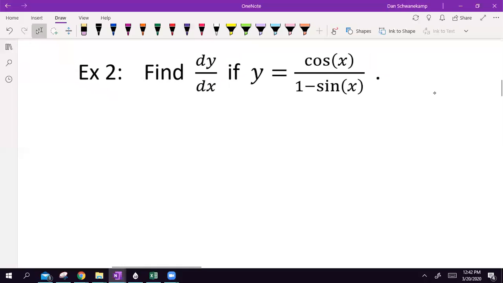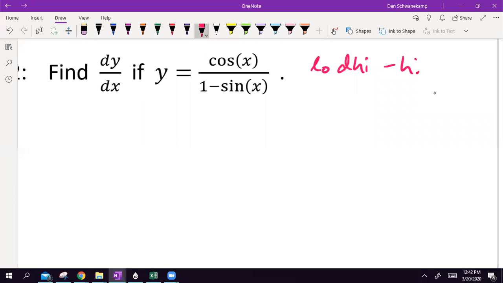All right, let's look at example 2. So example 2 says find dy dx if y equals cosine of x all over 1 minus sine x. Tell me in the chat, what special rule are we using here? We are taking two things and we are dividing them. So of course, we are using quotient rule here. Quotient rule, we are doing low d high minus high d low all over low low.